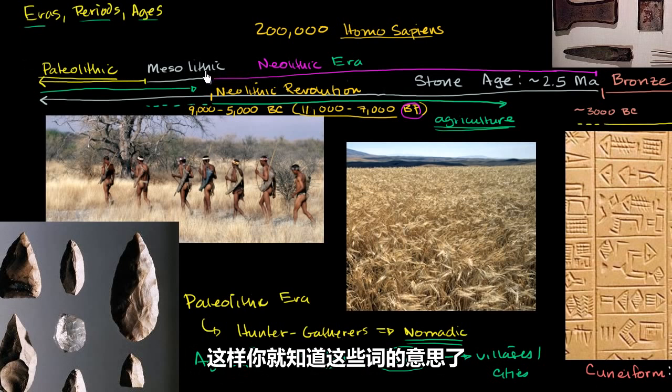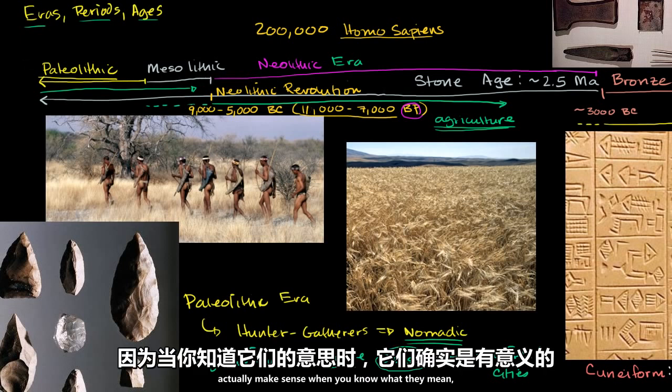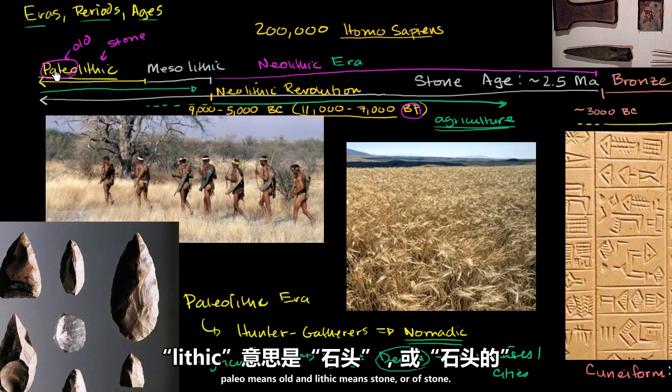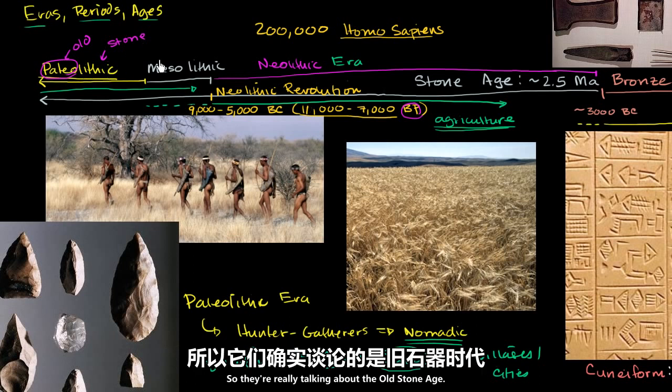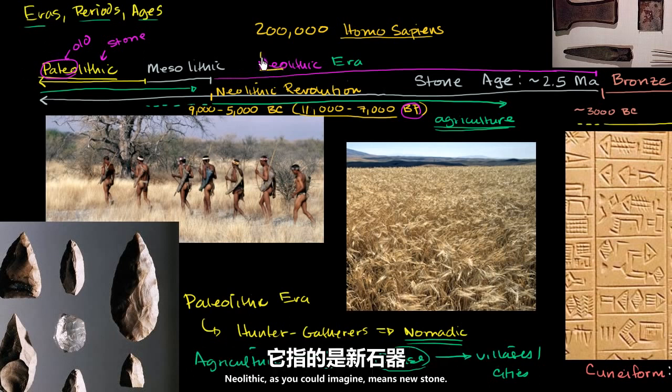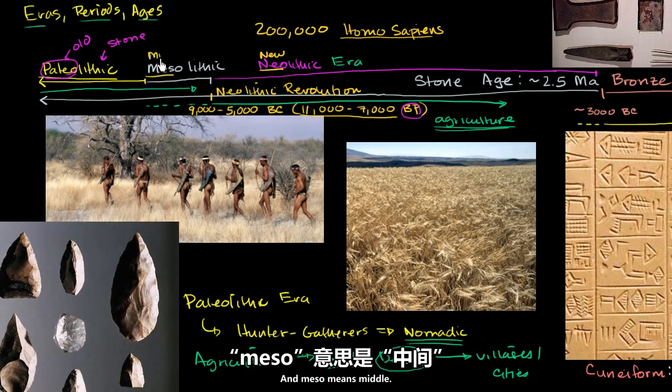And just so you know what these words mean, because they actually make sense when you know what they mean. Paleo means old, and lithic means stone, or of stone. So they're really talking about the old Stone Age. Neolithic, as you can imagine, means new stone. So it's kind of the new Stone Age. And Meso means middle. So it is the middle Stone Age.